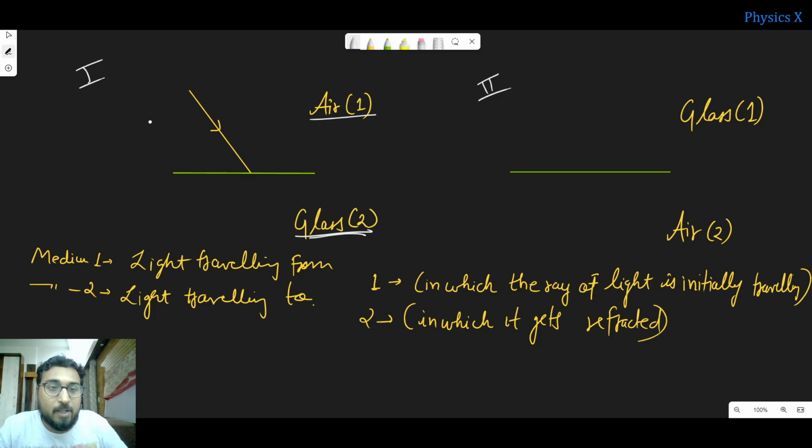So here what is happening? This is your incident ray, and now how will the refraction occur? Same case, what will happen? Since I told you that this air is what?